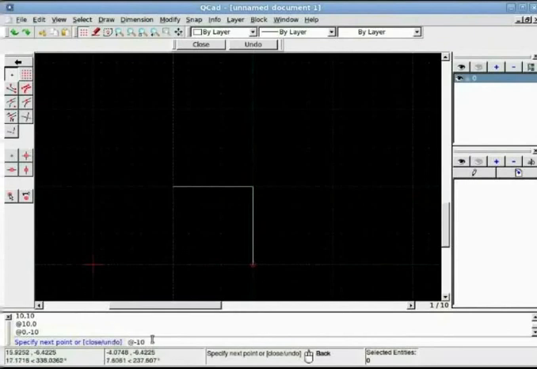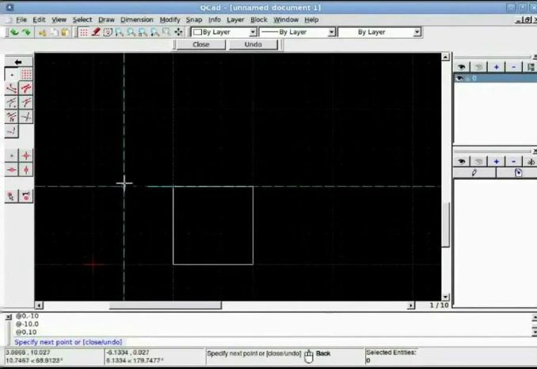Minus 10 comma 0. And now to close the drawing, I can simply put C and enter, or go back to that original point. In this case I say @ 0, x-axis is 0 and y is going vertical in positive direction, so plus 10. And this is how you draw using relative coordinate system.